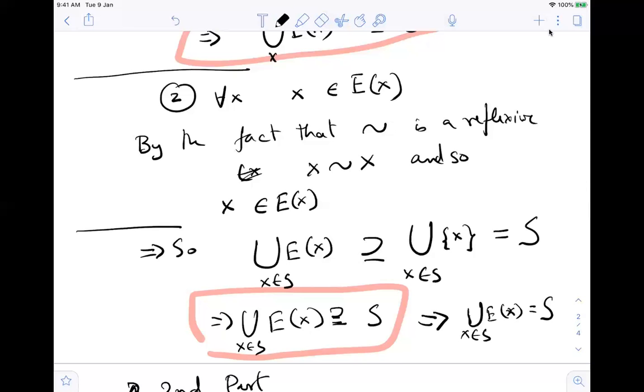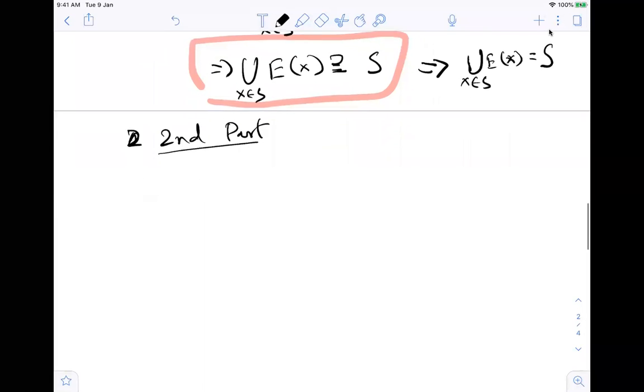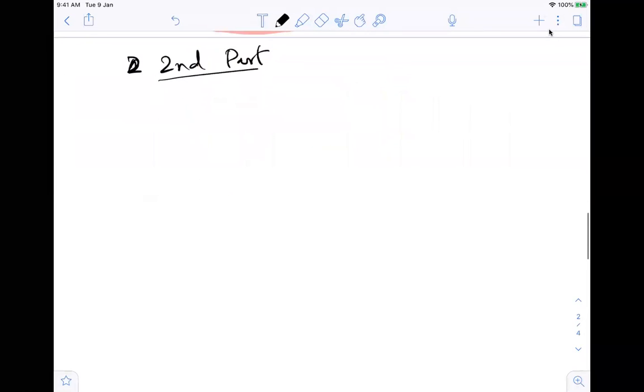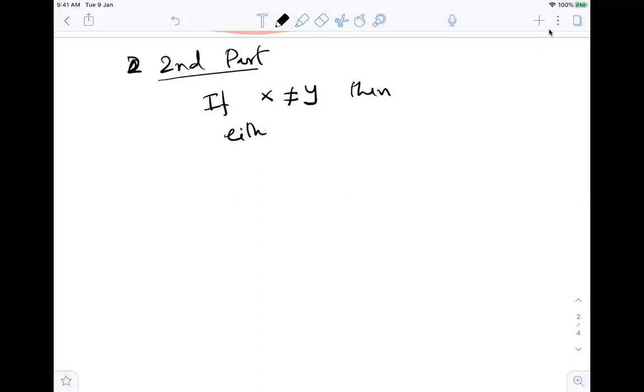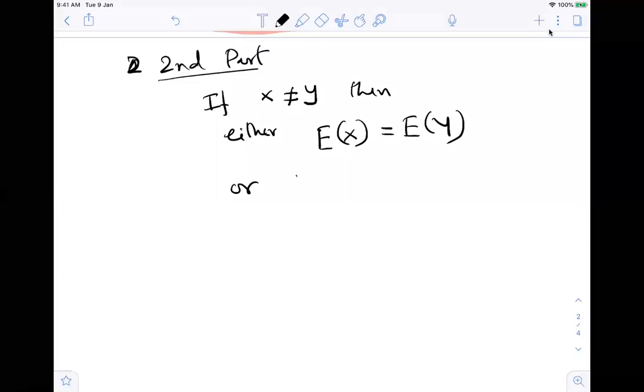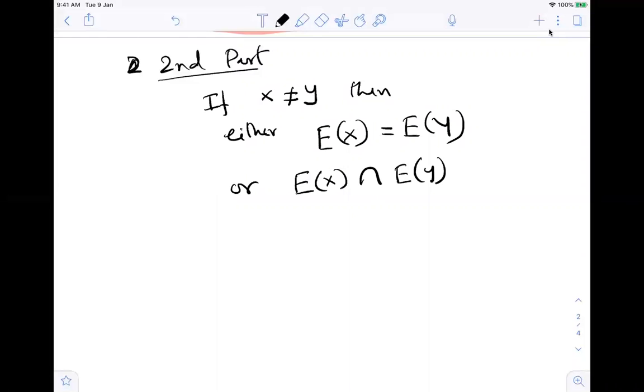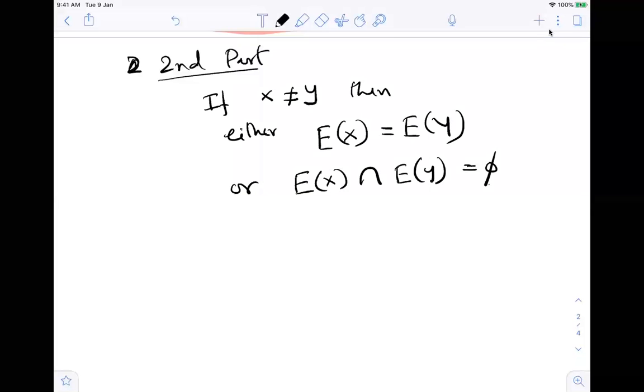Is this clear now? Yes, sir. Good. Okay, good. So in the second part, what do you have to prove? In the second part, we have to prove that if X is not equal to Y, then either E of X is equal to E of Y, or E of X is disjoint from E of Y. Now this is actually the trickier part. So how do you go about it?